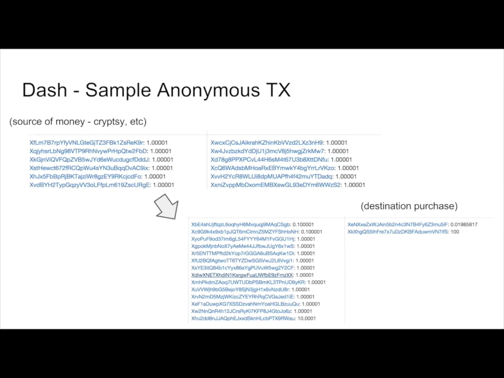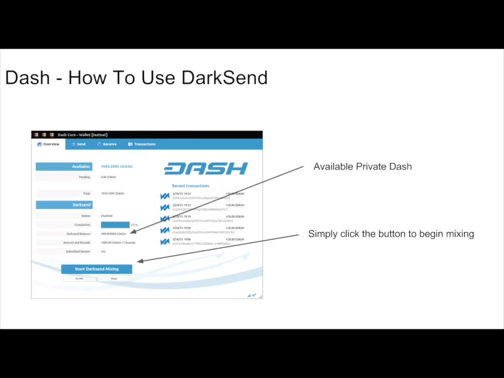So here you can see an example transaction for Dash, and everything is denominated up until the point where it's actually spent. And this is where the security comes from. So how do you use DarkSend? Well, it's as simple as clicking that button, Start DarkSend Mixing.